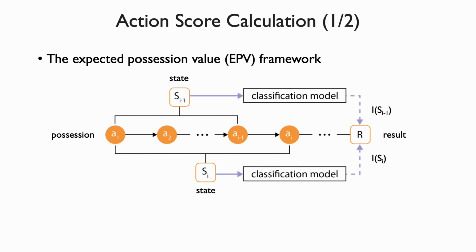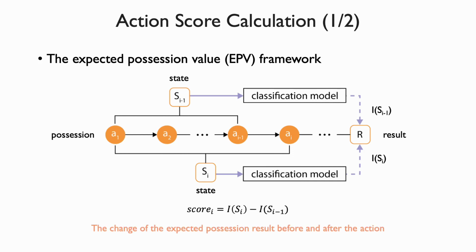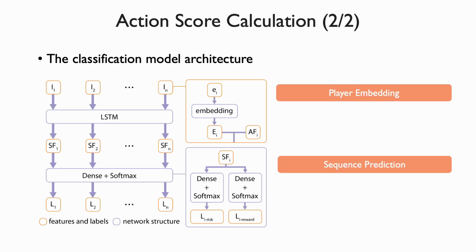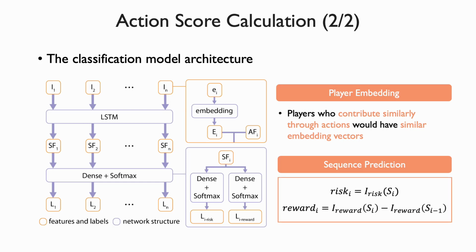Then the expected possession result can be predicted by a classification model given the match state. The action score is calculated by the change of the expected possession result. The classification model contains a player embedding component and a sequence prediction component. With the player embedding component, players who contribute similarly through their actions would have similar embedding vectors learned by the model.